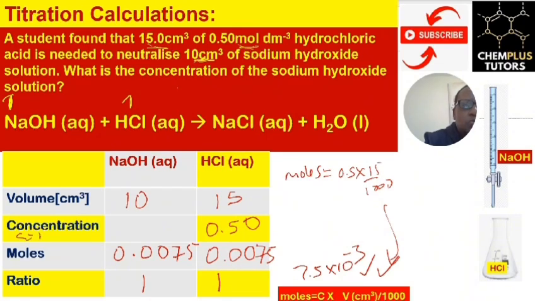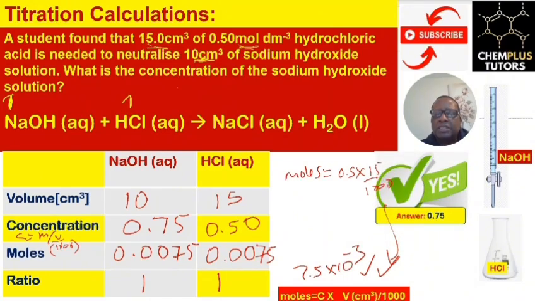Concentration is equal to moles divided by volume over 1,000. Right? So your moles is 0.0075, your volume is 10, and your answer, if you punch that in, should be 0.75. Let's just check. Yes, 0.75.